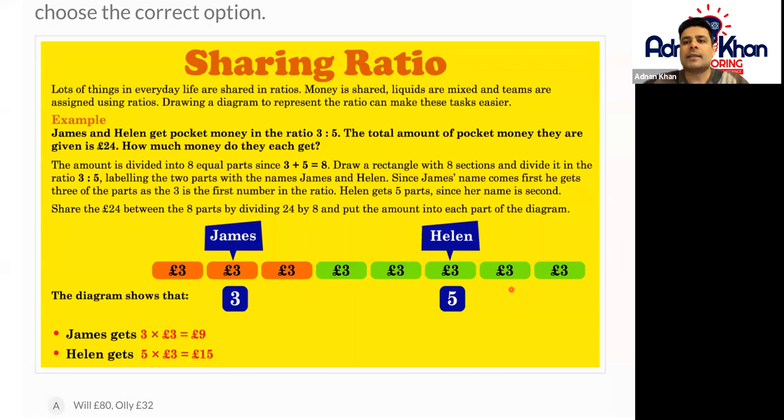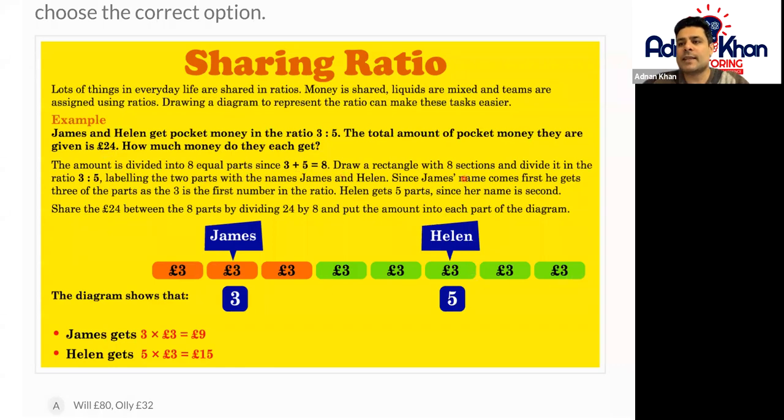But in this case, we know that it's 5 parts for Helen and 3 parts for James, and there's £24 altogether. So when you do £24 divided by a total ratio of 3 add 5, which is 8, that comes to £3 each. So that's why we have 3, 3, 3, 3, 3, 3, 3, and 3. The total amount is divided into 8 equal parts because 3 add 5 equals 8.